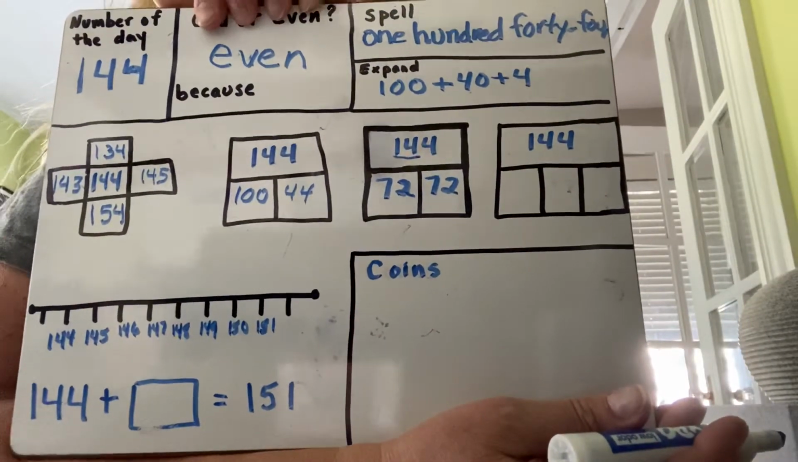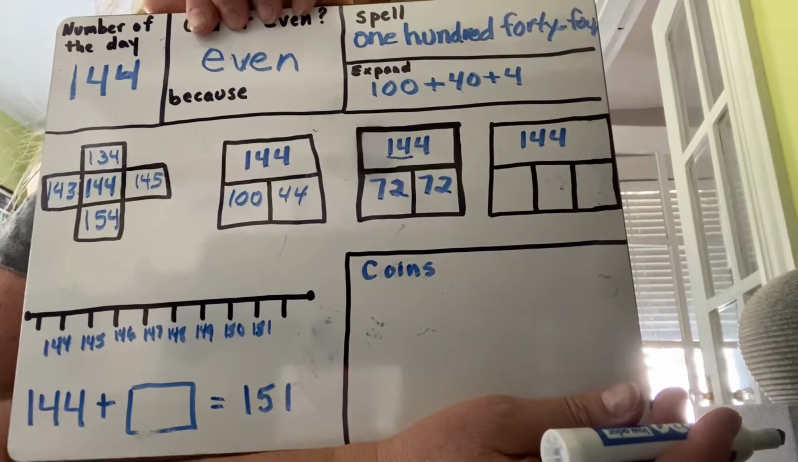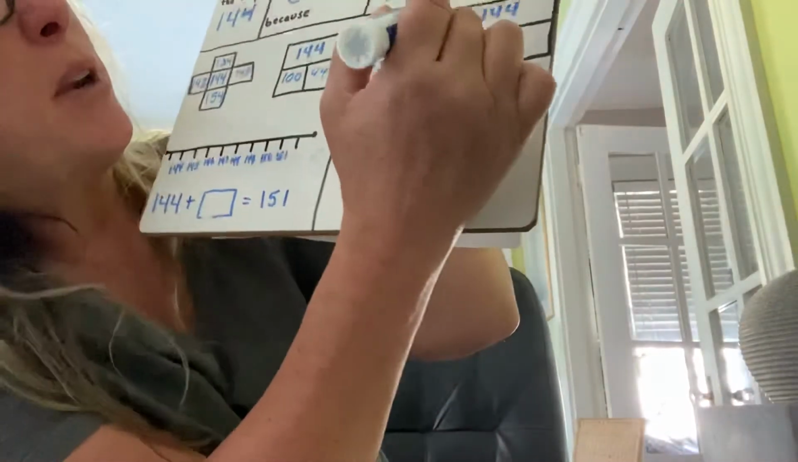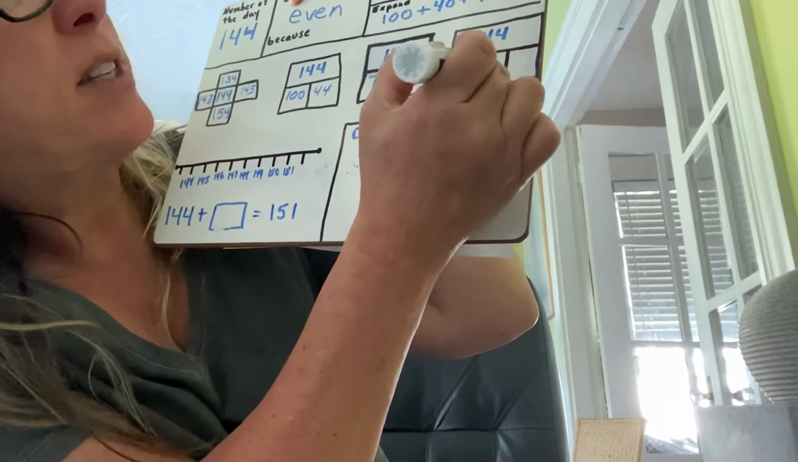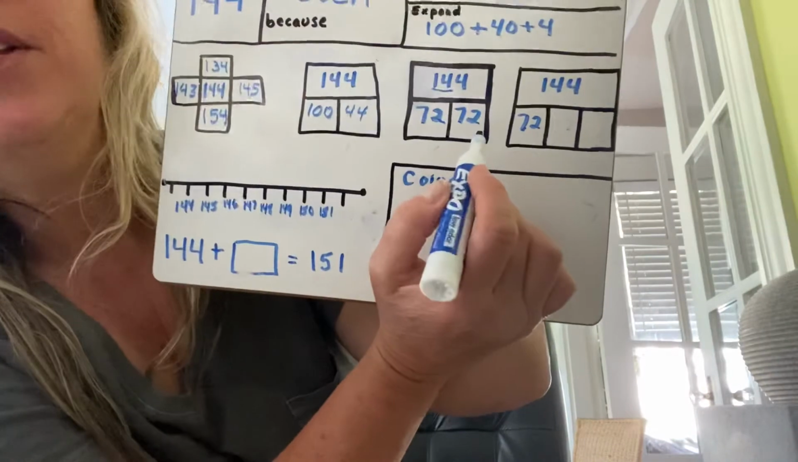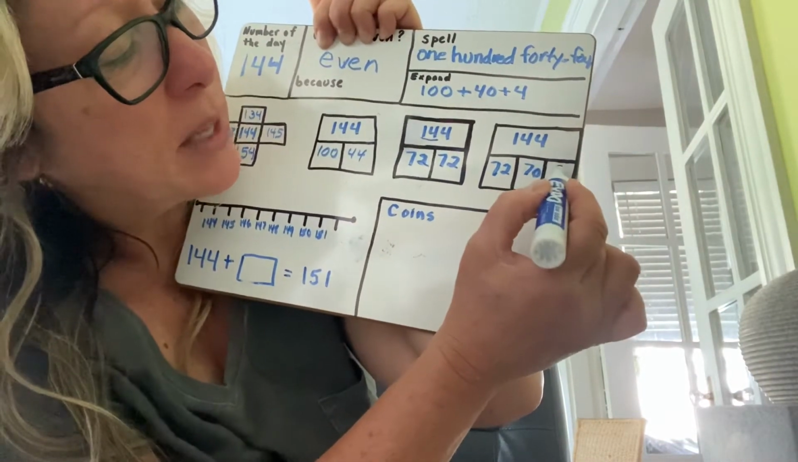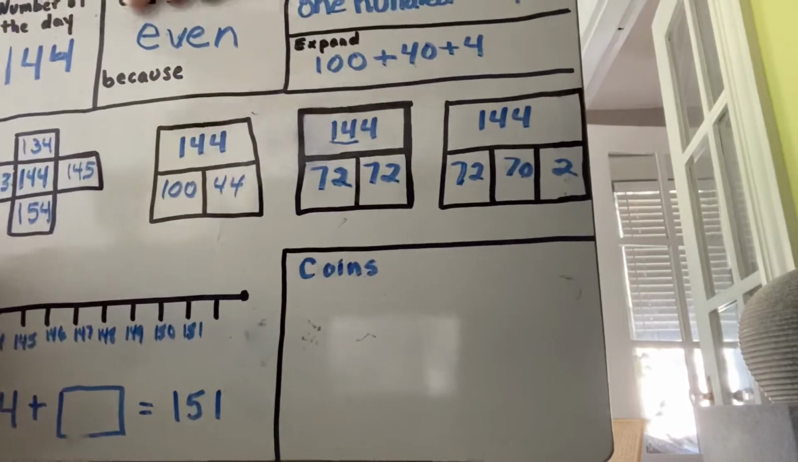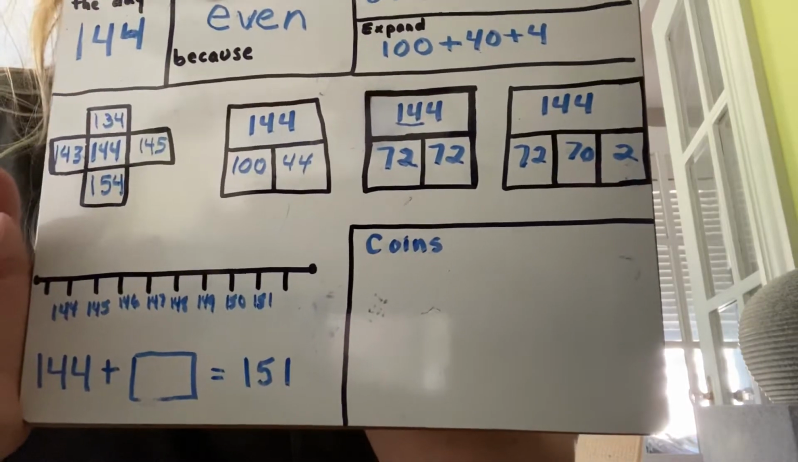2 is half of 4. 7 is half of 14. So 72 and 72. Well, let's take one of those 72s and put it over here. And let's take the other 72 and think of two numbers that equal 72. If you said 70 plus 2, you are right. 72 plus 70 plus 2 equals 144.